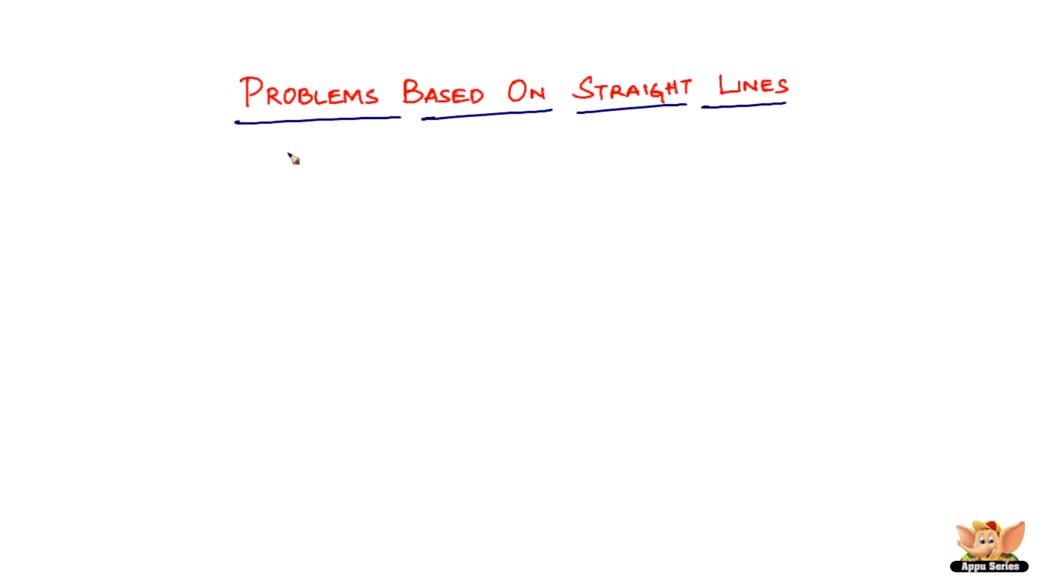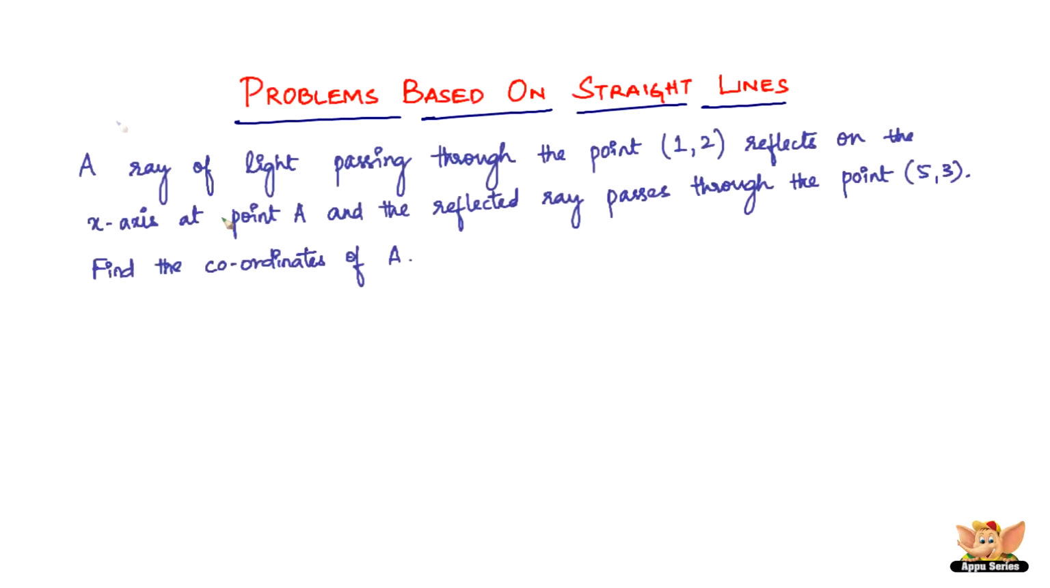In this video, let us continue to solve more problems based on straight lines. Alright, so here we've got a problem which reads like this. It says a ray of light passing through the point (1, 2) reflects on the x-axis at point A, and the reflected ray passes through the point (5, 3). Find the coordinates of A.